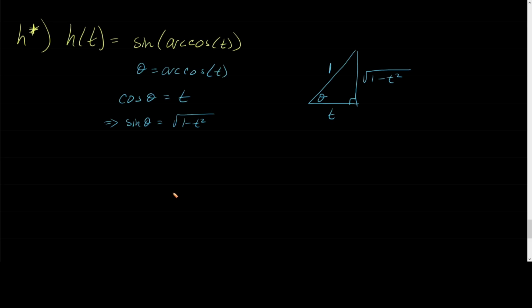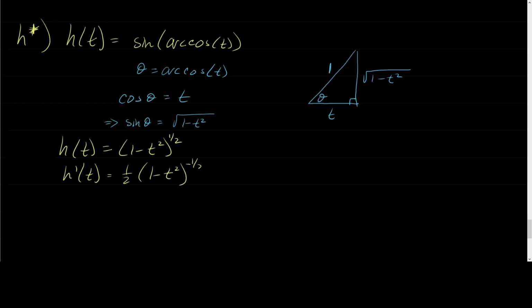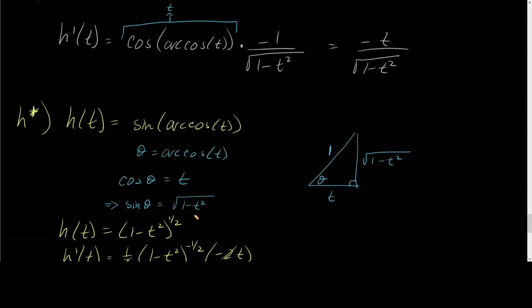So essentially, what we can say now is that h of t is really just 1 minus t squared to the 1/2. So its derivative, h prime of t, would be, well, let's apply the chain rule. 1/2 times 1 minus t squared to the negative 1/2 times the derivative of the inside, so times negative 2t. At that point, this 1/2 and this 2 cancel each other out. This negative exponent goes to the bottom, so I end up with negative t over 1 minus t squared to the 1/2. And look at that. That's the same exact answer that we had over here, right?